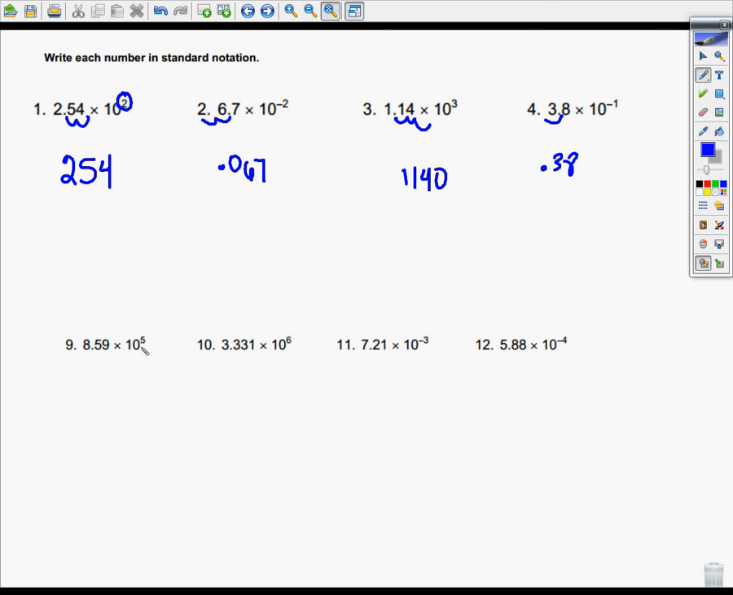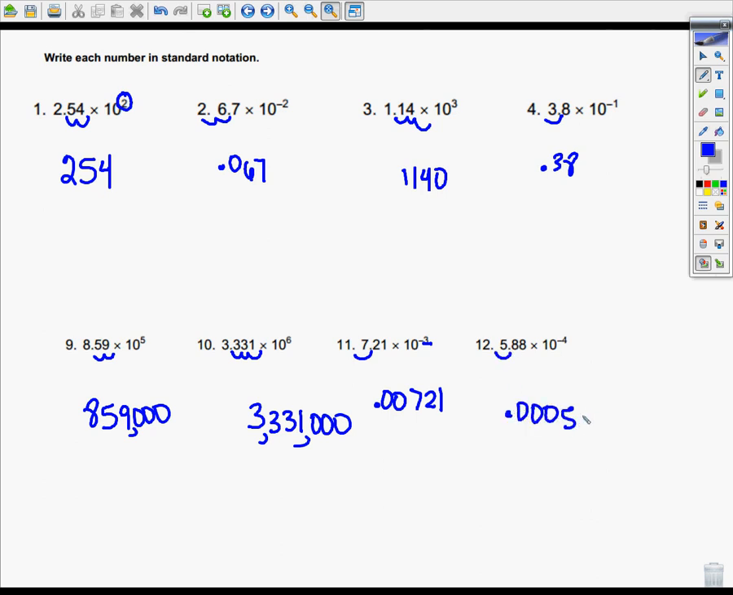Let's try another one. This one I'll move to the right 5. So there's 1, 2, and I have to add 3 zeros. So 8, 5, 9, 0, 0, 0, 859,000. This one again goes to the right. There's 1, 2, 3, and I need 3 zeros after that to make up my 6, so 3,331,000. This one's to the left. There's 1, so I have to put 2 zeros to make up the 2, 3 for the 3. And this one's 4 to the left, so there's 1, so I need 1, 2, 3 zeros to hold my place value.